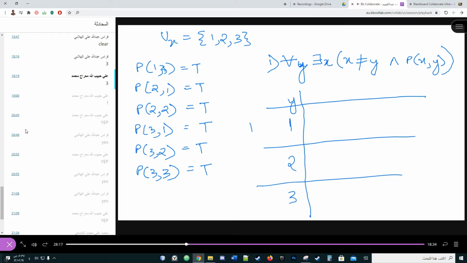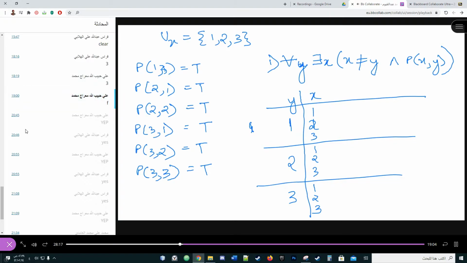And then we have x. How many values can x take? Again 3 values. So we have 1, 2 and 3, for each y. Okay, so I have written this now. Now let's evaluate. So 1 comma 1, is it true or false?